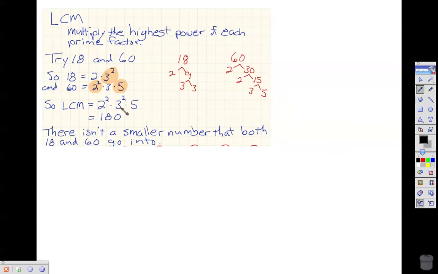If you tried to remove any one of these factors, like one of the 3's or the 5 or a 2, you'll have a number that either 18 or 60 won't go into. So that makes 180 the smallest number that both 18 and 60 will go into. So there's some homework problems you get to test that theory out on.